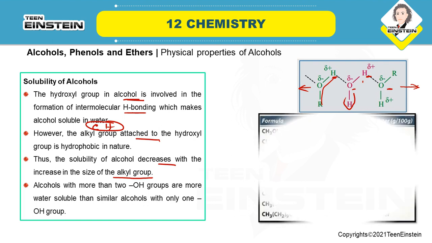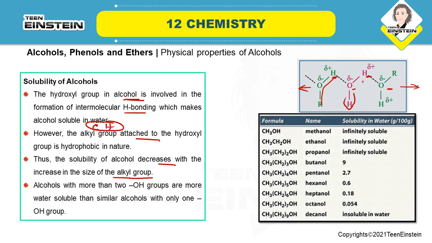And here we can see that solubility in water is given in units of gram per 100 gram. All the values that you are seeing are the amount of alcohol in gram. For example 2.7 means that 2.7 gram of that particular alcohol you can dissolve in 100 gram. That is the solubility possible, not more than that.